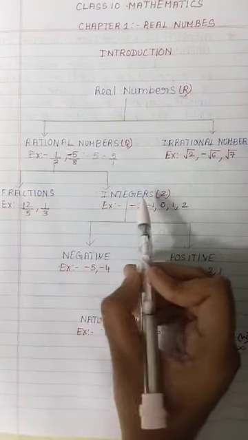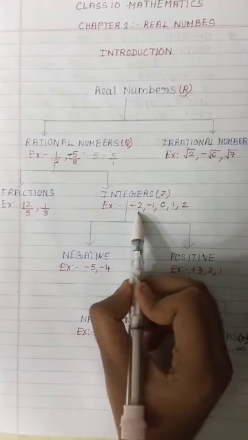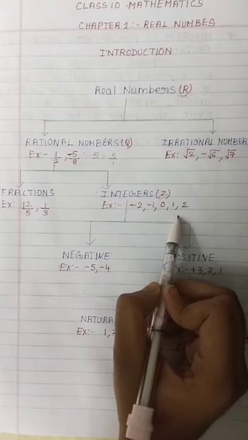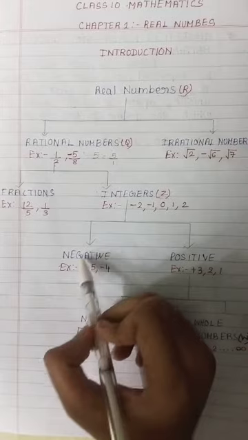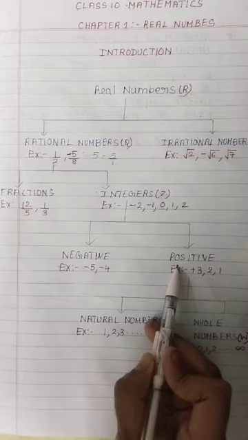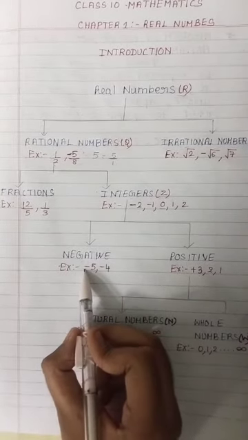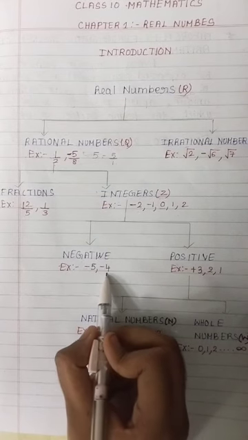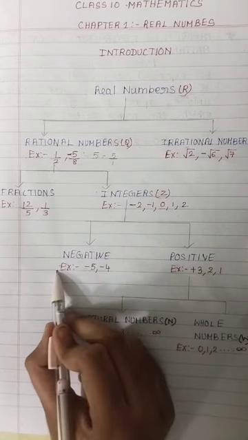Integers are denoted by the letter Q. They have both positive and negative values, and they include 0. This integer set is further divided into two: negative numbers and positive numbers. Negative numbers carry the negative sign, like -5, -4, and it goes till minus infinity.